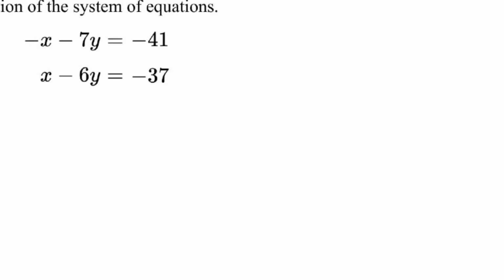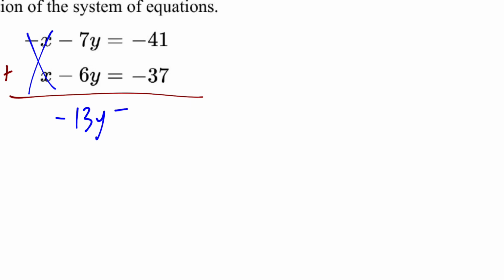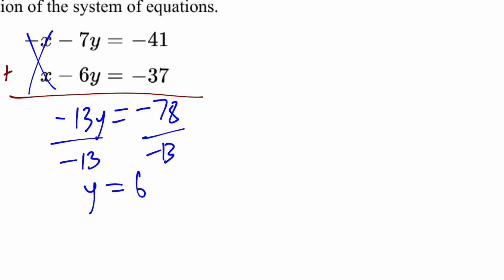Number 10, the x's already have 1 and negative 1, so I'm actually good to go. I can just add straight as they are, straight up and down. So I'll do plus, and I'll draw my line right here. The x's go away. I'm at negative 13y is equal to negative 78. If I divide both sides by negative 13, I get that y is equal to 6.